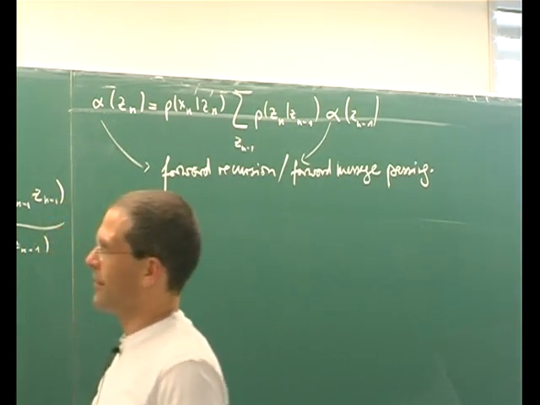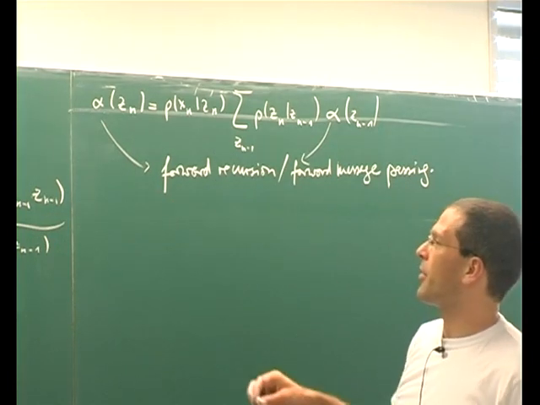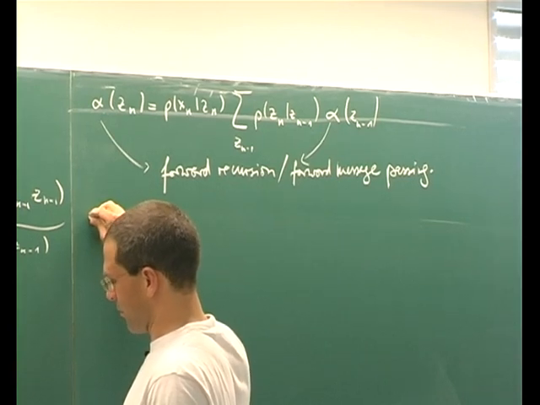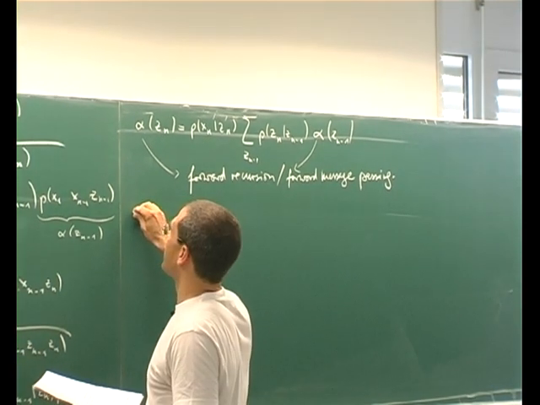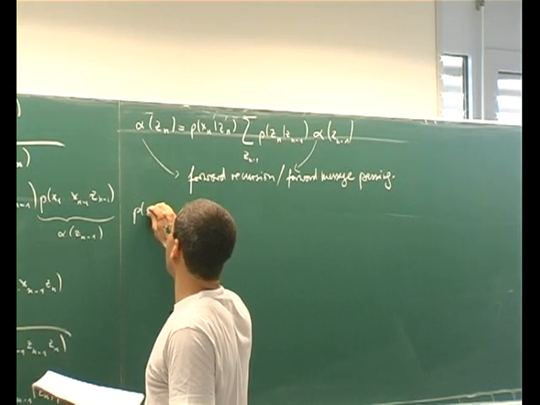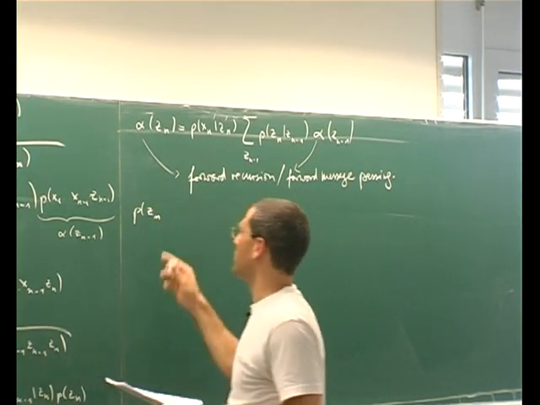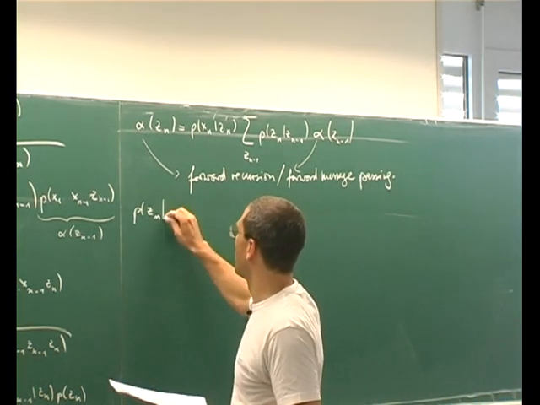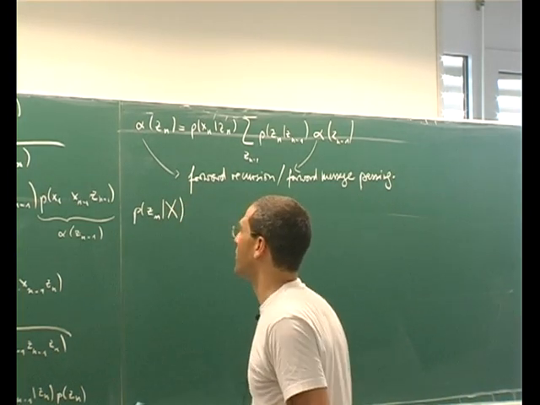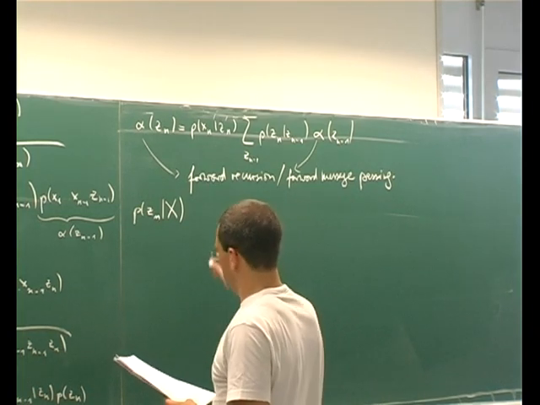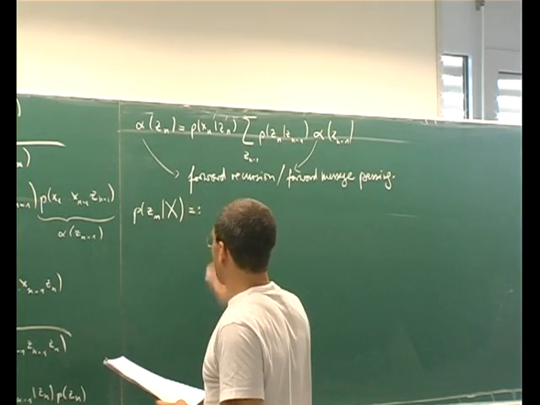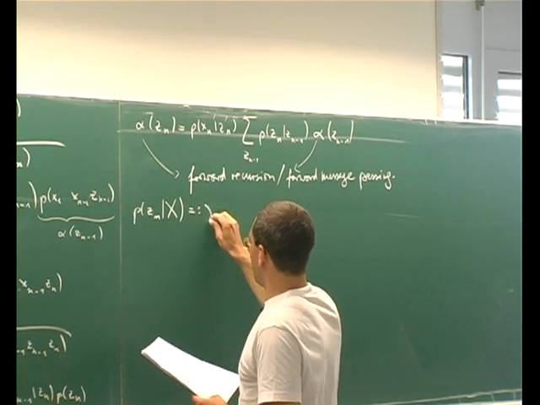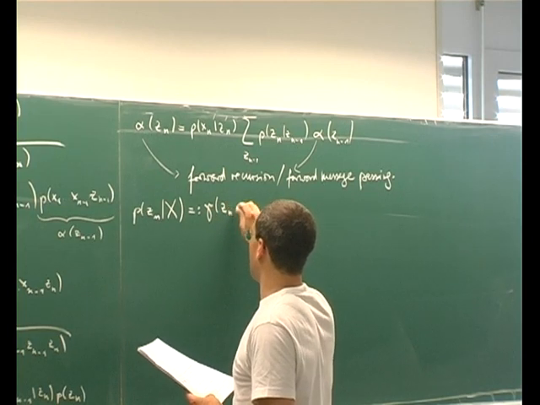Now we will introduce a few more abbreviations, because we will actually need them later on: the marginal probability of a particular hidden state at time n, given all observations. And because this will be a recurring term, it gets an abbreviation of its own. This is gamma of Zn.